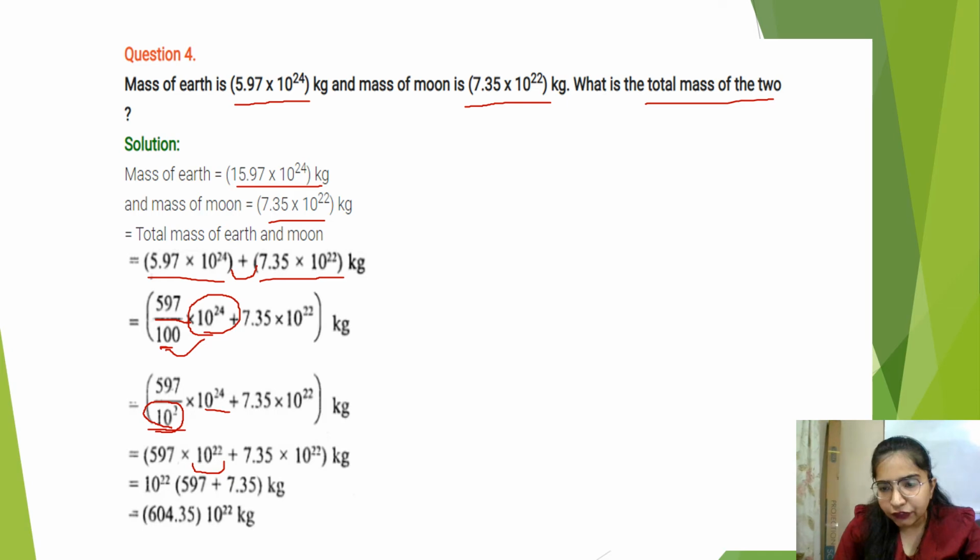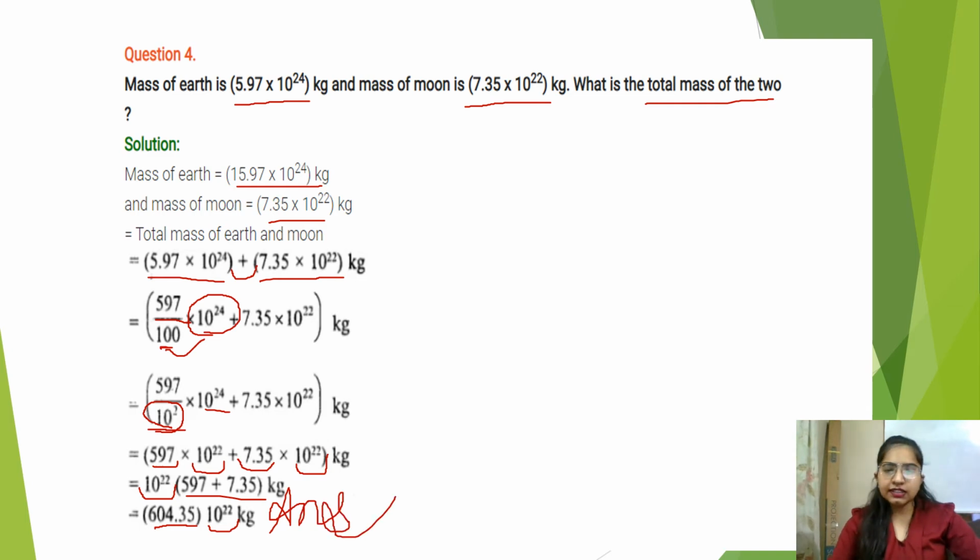Now it will be easy for you to add them, because here also 10 raised to power 22, here also 10 raised to power 22. You can take 10 raised to power 22 common. Now inside, 597 plus 7.35. Just add them. After adding, you will get 604.35 into bracket, in bracket 10 raised to power 22 is here only. This will be the answer. Clear all of you? That's it. It's too simple, no? So next question we should try. Let's try.